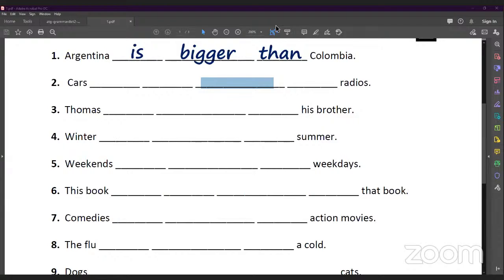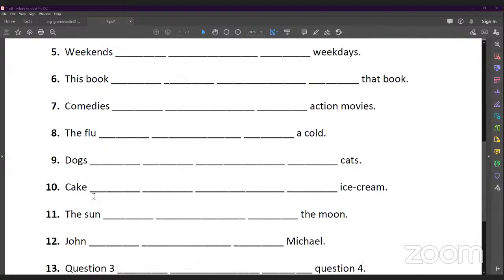Thank you. Okay, Mr. Castro Jordan, please. Number 6 and 7. This book is more interesting than that book. Okay, 7. Comics are funnier than action movies. All right, that's correct. Okay, let me see another volunteer, please, for number 8 and 9.